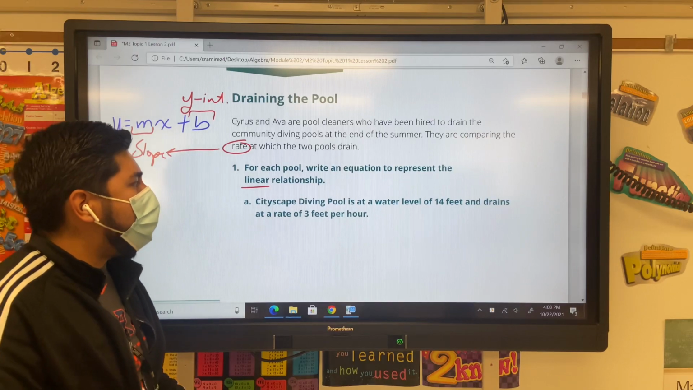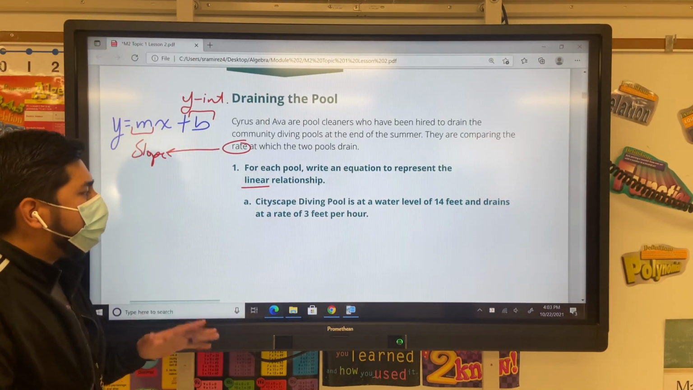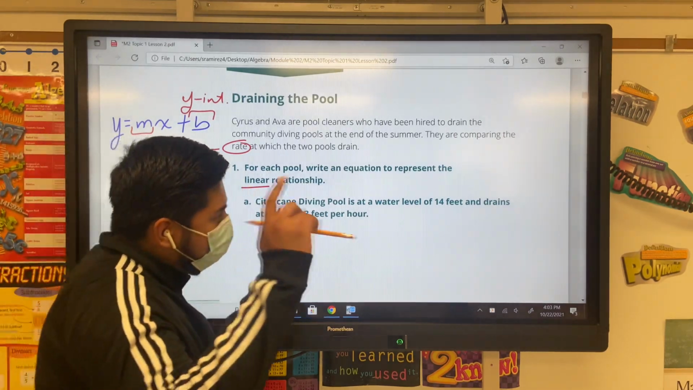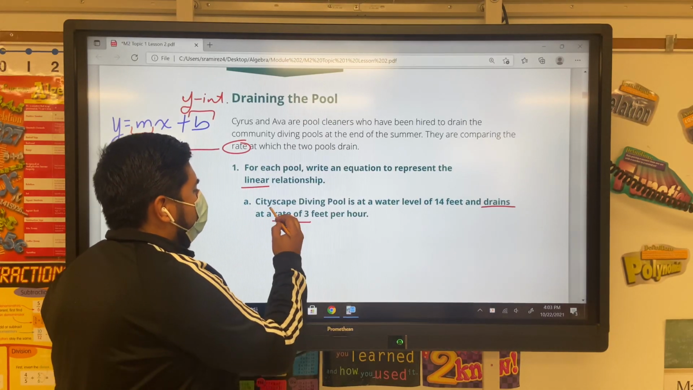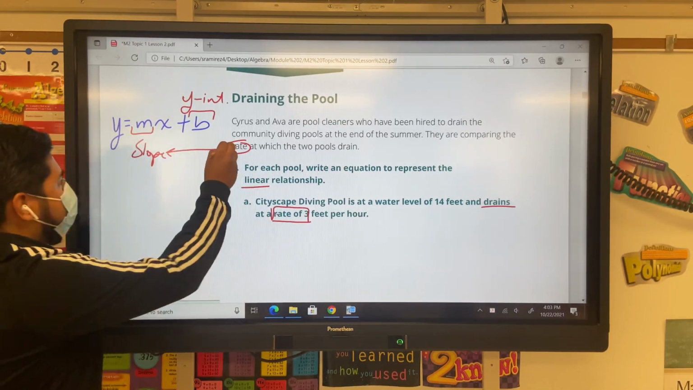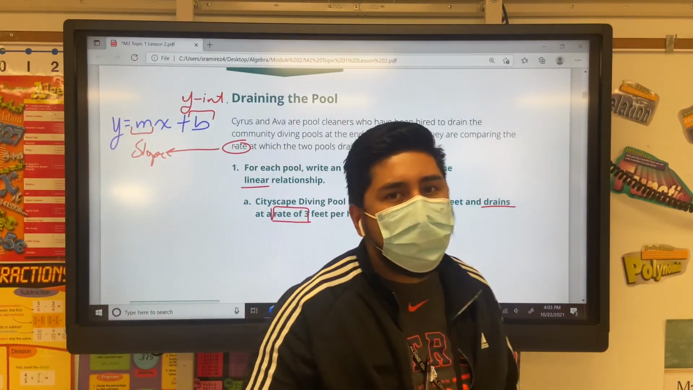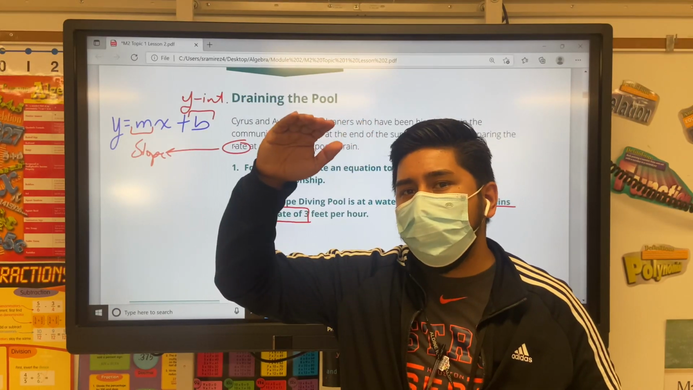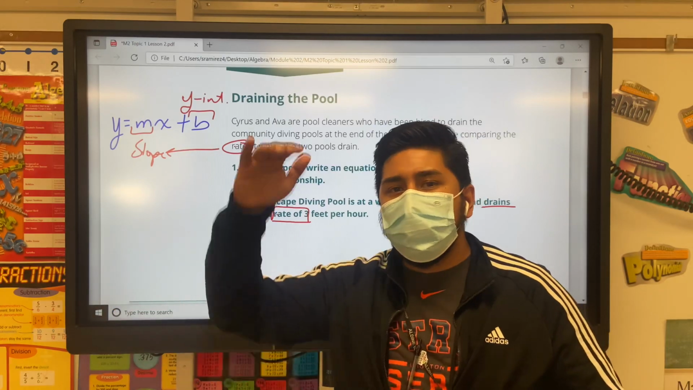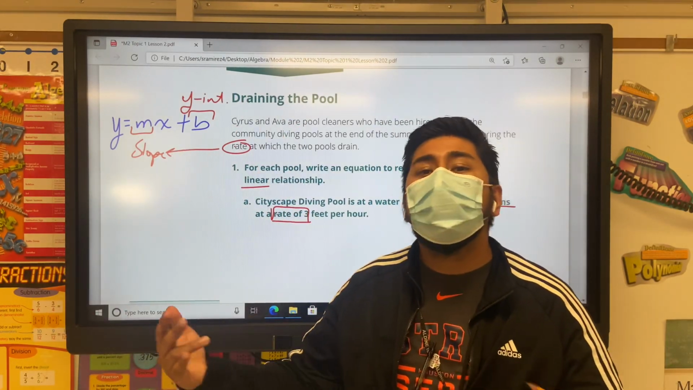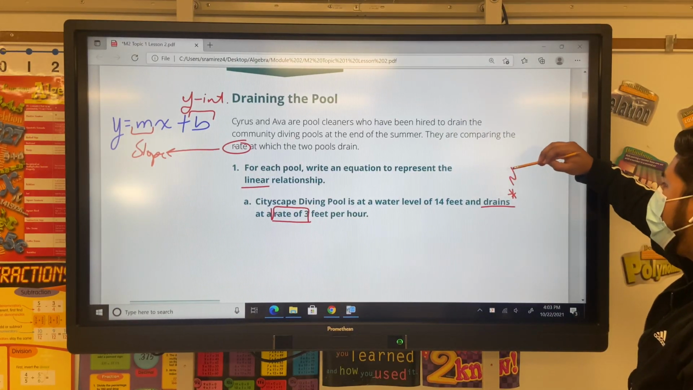Cityscape diving pool is at a water level of 14 feet and drains at a rate of 13 feet per hour. You need to know, what does drains mean? And right here, if rate means slope, we found our m. You need to know what drains mean. Hopefully you know if I have a glass full and I'm draining it, it is coming down. Key words, draining, going down, negative. Right here, I'm going to put a little star to make sure I know this is negative.